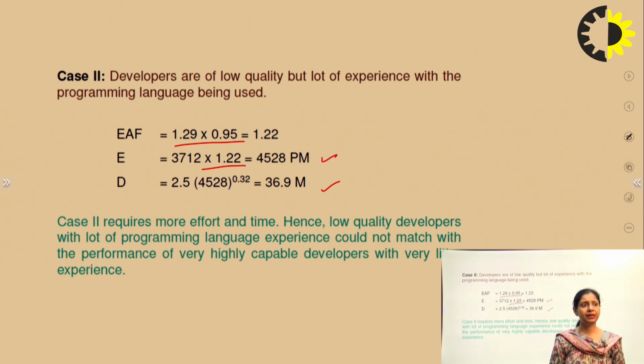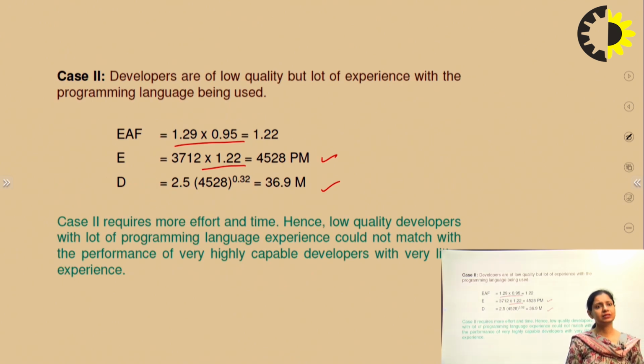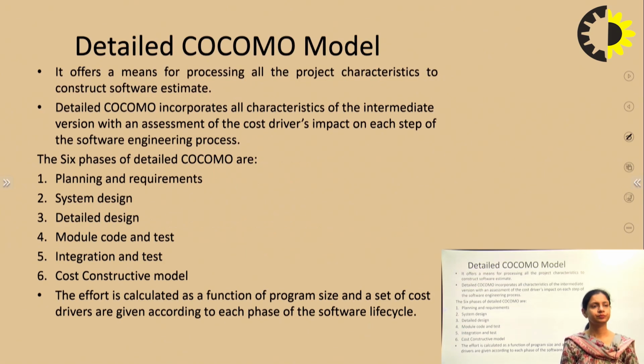So, if we compare these two, here the development time is 33.9 months and here the development time is 36.9 months. So, the case 2 requires more of the effort and the time, and hence the low quality developers with lot of programming language experience could not match with the performance of highly capable developers with little experience.